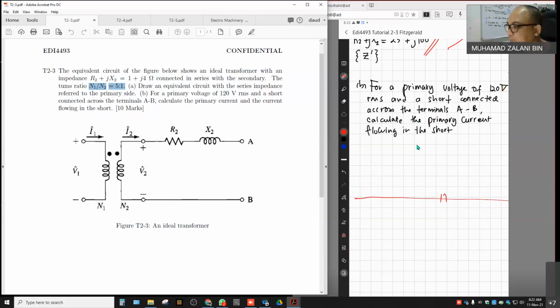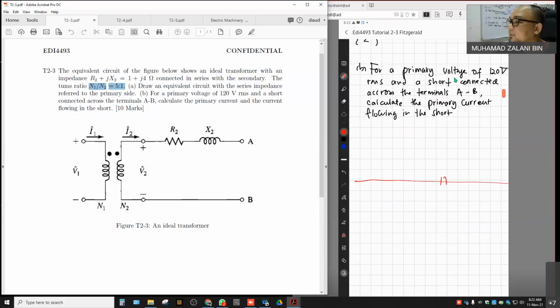Okay, B. We want to find the current at AB terminal when we short the AB terminal. For a primary voltage of 120 volt applied and short connected across the terminal AB, calculate the primary current flowing in the short. So let me just redraw a bit more. We have the equivalent circuit like that.